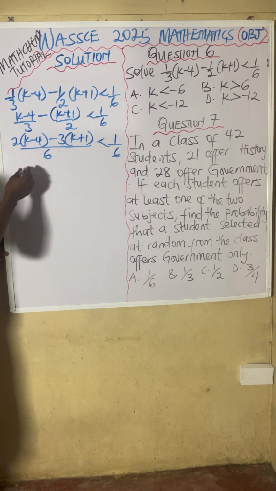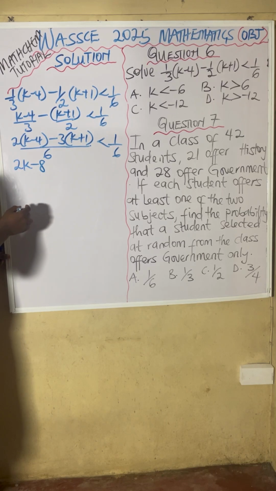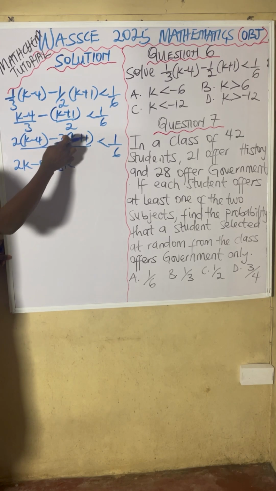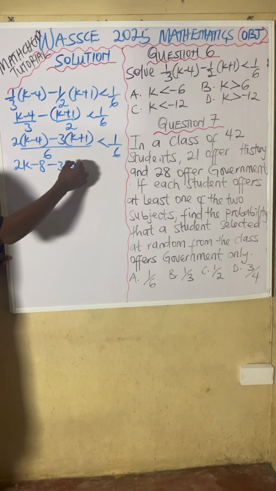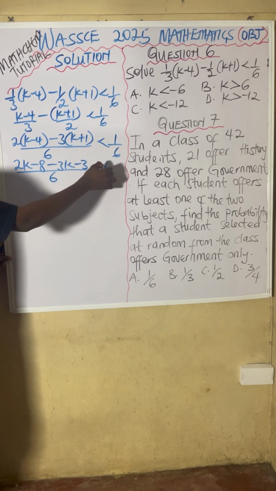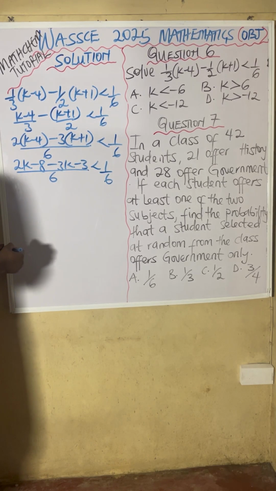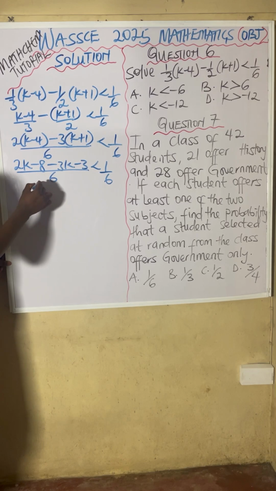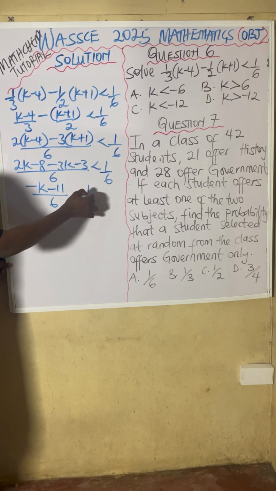Then what do we do next? Let's open the bracket by saying 2 times k, that is 2k. 2 times 4, that is 8, minus 8 rather. Then from here you can say minus 3 times k, that is minus 3k. Then minus 3 times 1, that is minus 3, all over 6 is less than 1 over 6. So then I can now say 2k minus 3k, and that is exactly minus k. Then minus 8 minus 3, that is minus 11, all over 6 is less than 1 over 6.